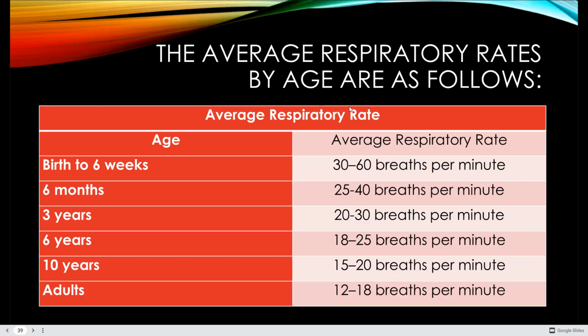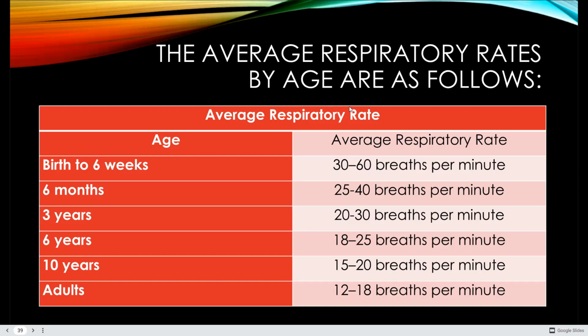The average respiratory rates by age are as follows. Birth to 6 weeks, we can observe that it is 30 to 60 breaths per minute. 6 months, we have 25 to 40 breaths per minute. 3 years, we have 20 to 30 breaths per minute. 6 years old, we have 18 to 25 breaths per minute. 10 years old, we have 15 to 20. And for adults, we have 12 to 18 breaths per minute.